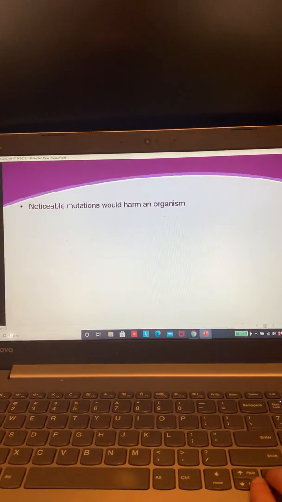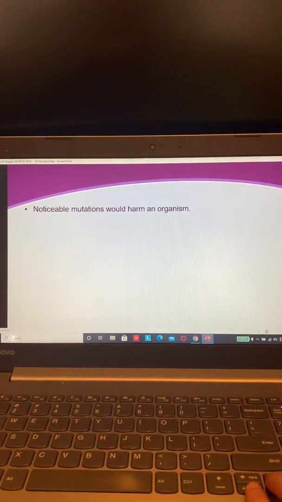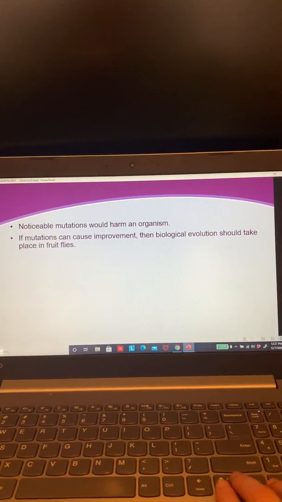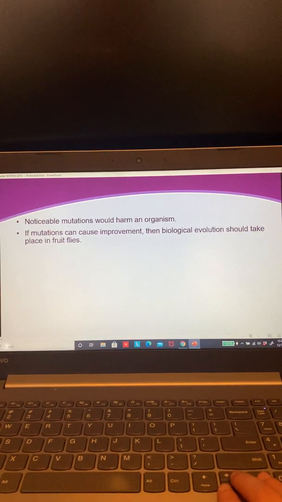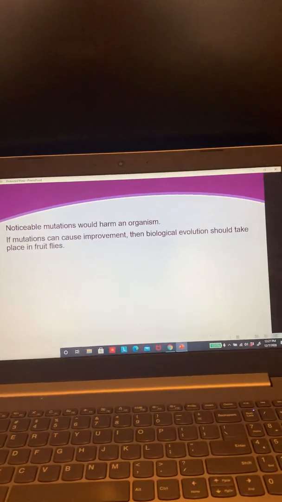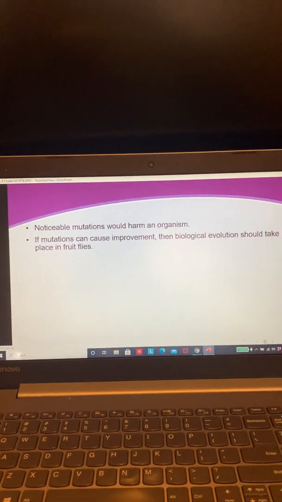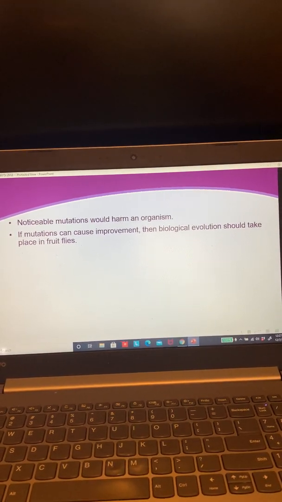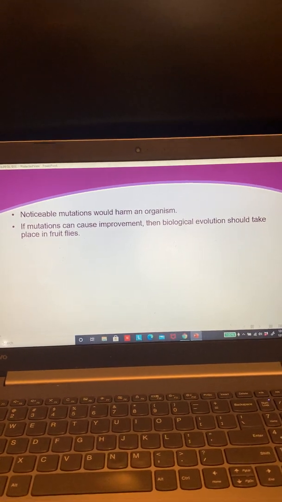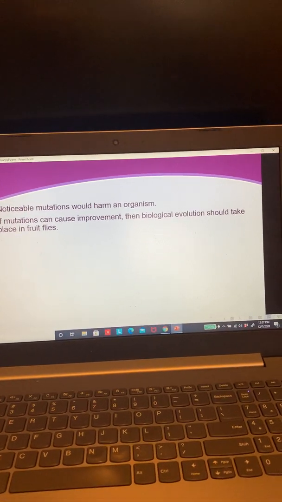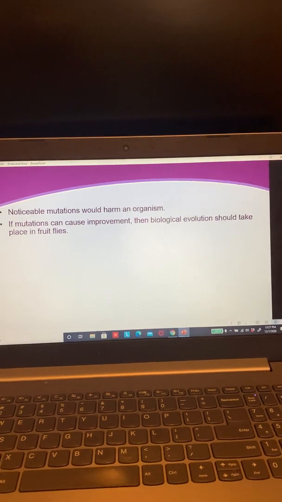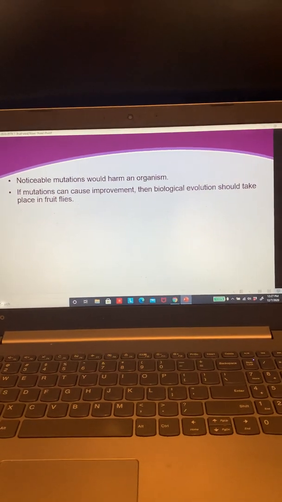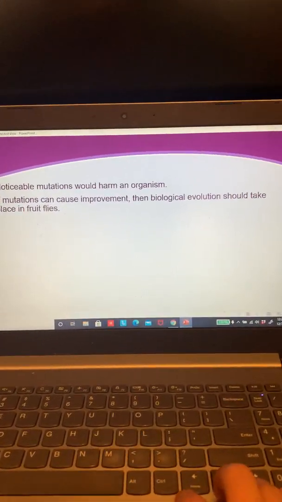So what do we know about mutations? Mutations are actually harmful to organisms. If mutations could cause improvement, then biological evolution should take place in fruit flies, for example, which have a lot of mutations. If we saw mutations and we saw an improvement, that would be biological evolution, because biological evolution believes that you go from a less complex organism to a more complex organism. But we see that mutations are often harmful. They harm the organism. They don't make it better.